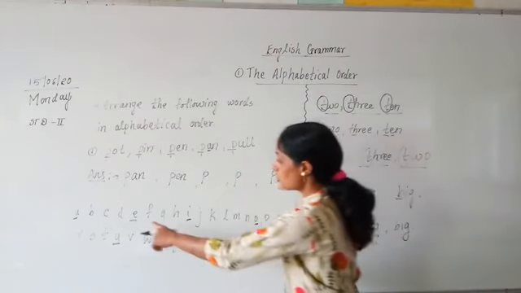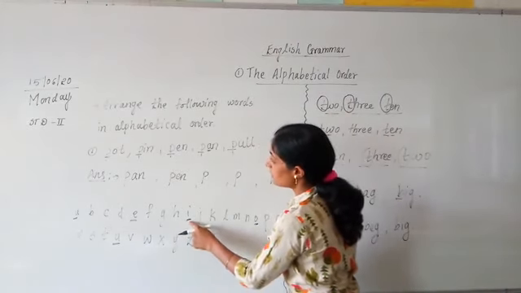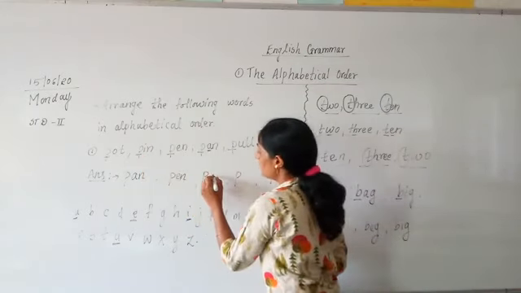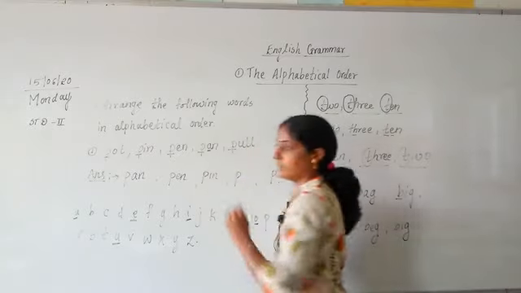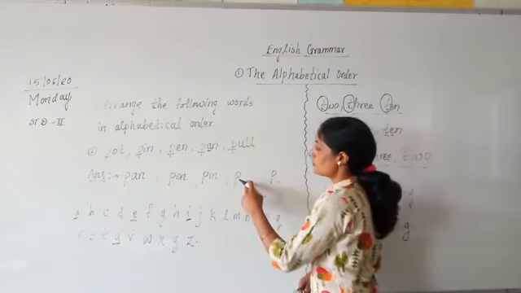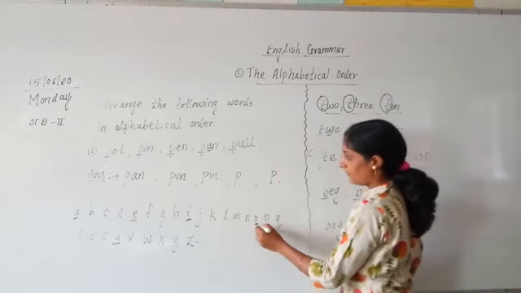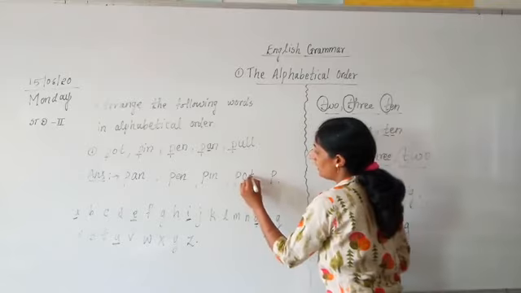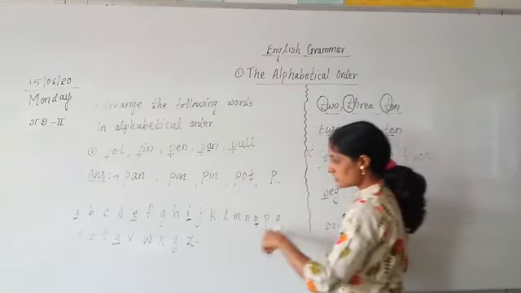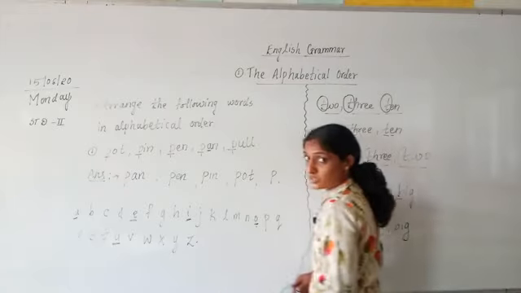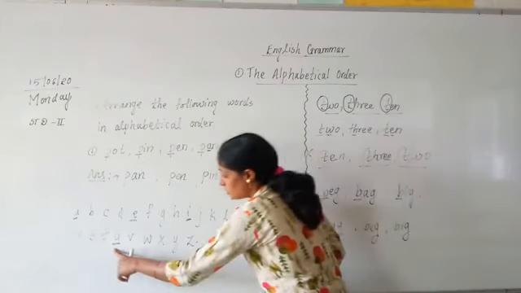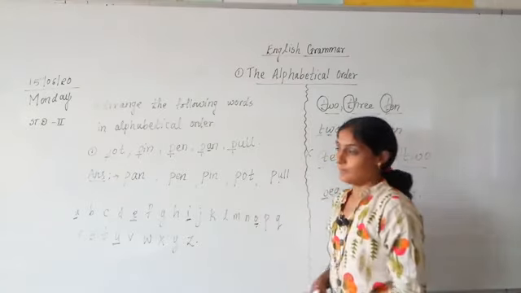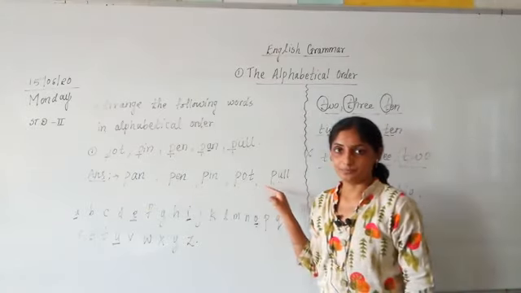Understood? Now which letter is third? I. So which word is from I? This word has this letter I. So what is that word? P-I-N, pin. Understood? Next letter is O. So which word is with O? The first one. So what is that word? P-O-T, pot. And the last letter in our A to Z alphabetical order is U. So which word is from U? P-U-L-L, pull. So this is your answer.